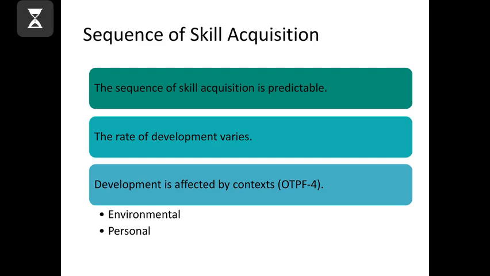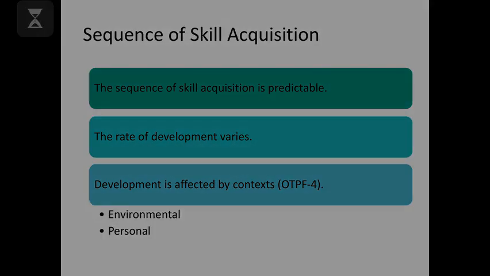But the rate of development varies. And why does it vary? Well, it could vary because of different environmental context or personal context. So each individual we work with, each child we work with is unique. The skill acquisition is predictable, but the rate of development is going to vary. And that is going to help guide our intervention.